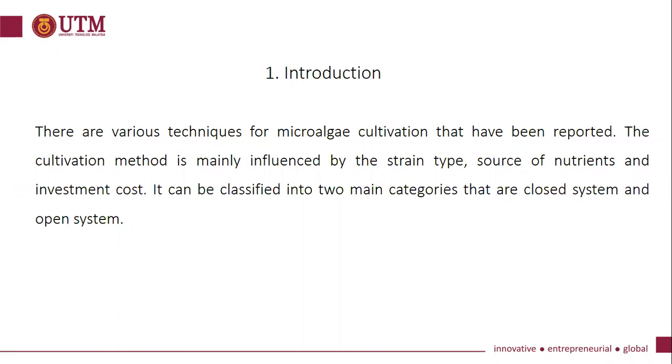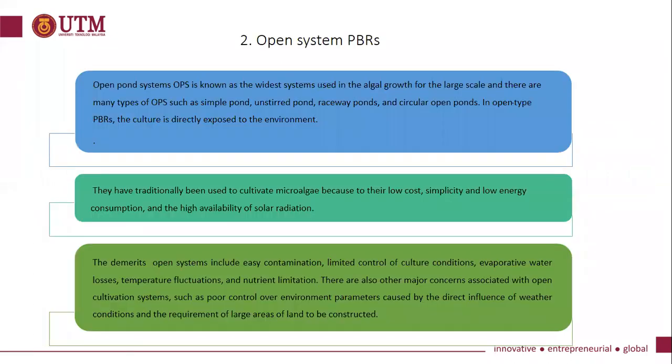The cultivation method is mainly influenced by the strain type, source of nutrition, and investment cost. It can be classified into two main categories, closed system and open system. Open system photobioreactors are, as we know, the most widely used system for algal growth on a large scale, and there are many types of open system photobioreactors. I will discuss the simple pond, stirred pond, and raceway ponds.